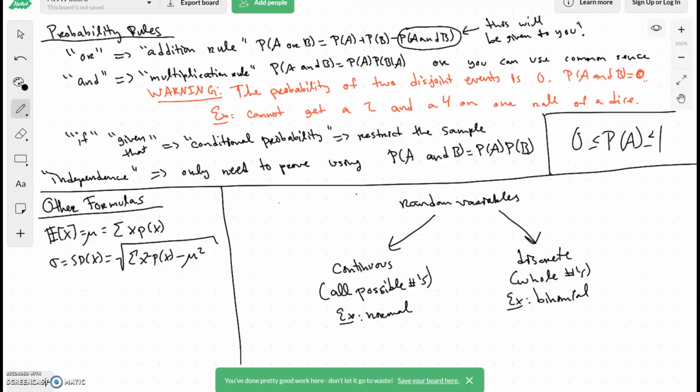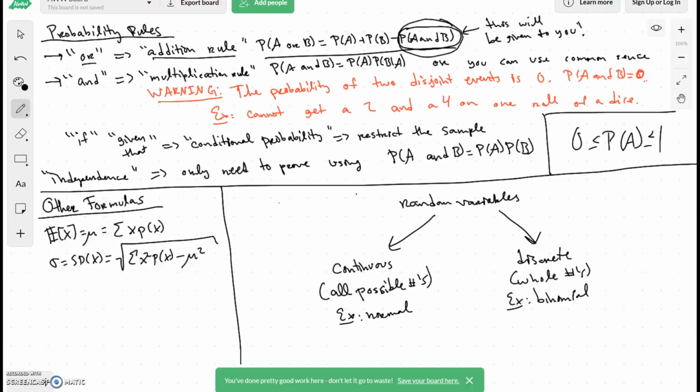Okay, so remember that some of the probability rules you're going to be working with involve the word or and the word and, right? If you have the word or, that means you're going to have to use the addition rule. I wrote down the addition rule here. Remember that the probability of A and B is going to be given. This thing is also going to be given to you, so you do not need to calculate this.